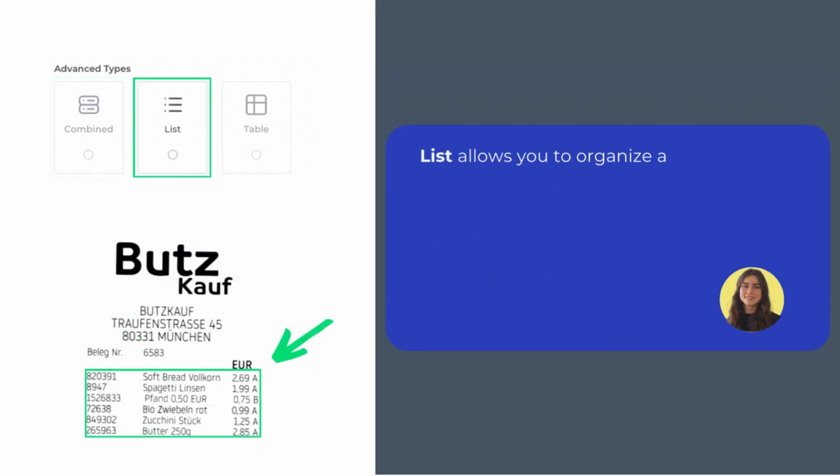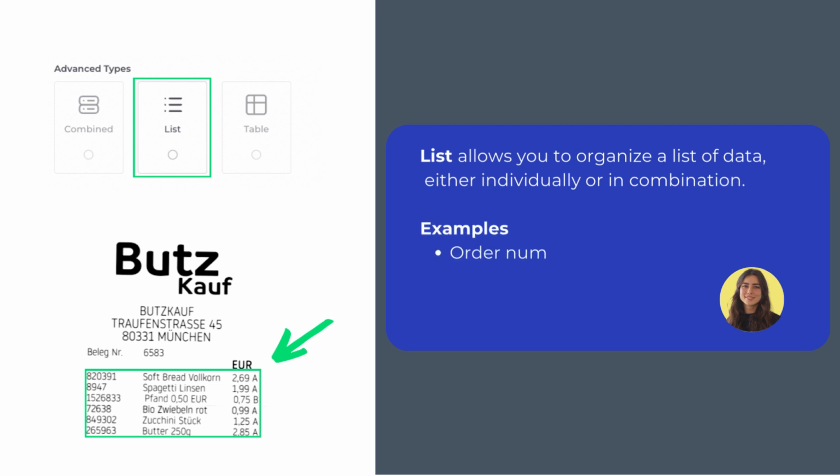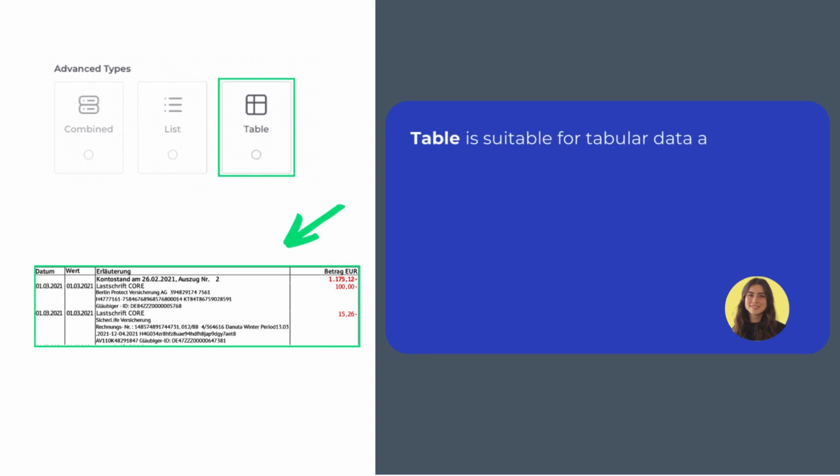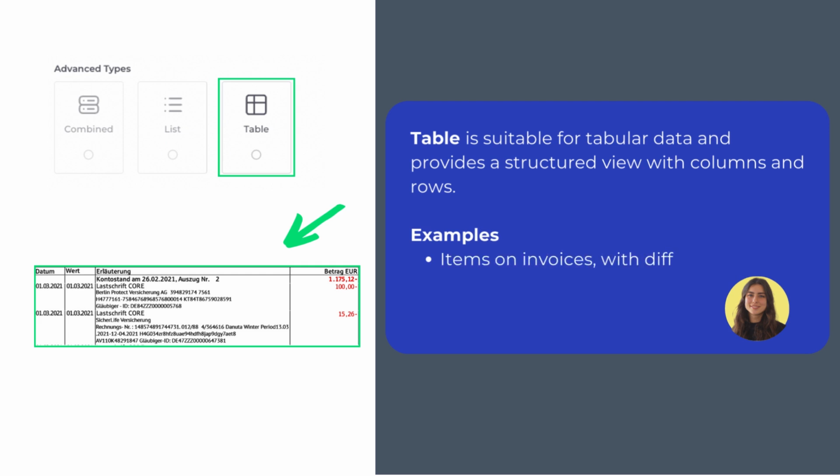List allows you to organize a list of data, either individually or in combination, such as order numbers, IBANs, or articles. Table is suitable for tabular data and provides a structured view with columns and rows. Examples are items on invoices with different columns, meter readings on heating bills, or individual items on payrolls.